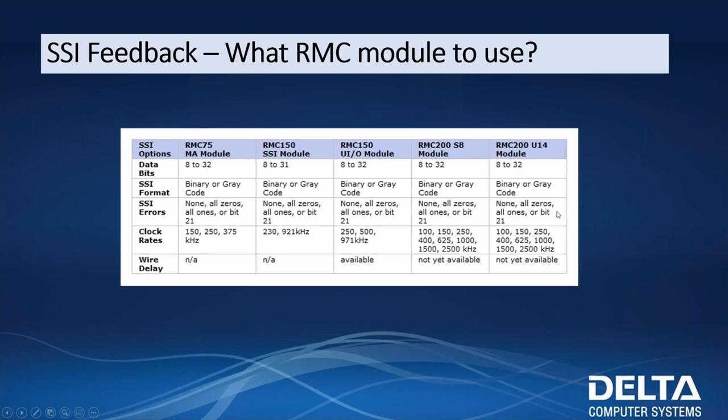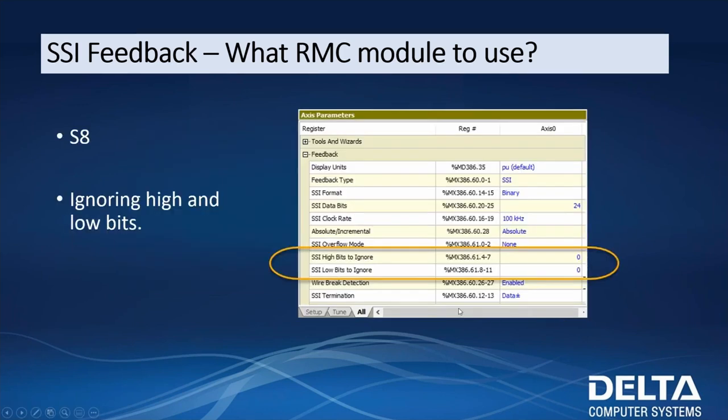You're able to do binary or gray with each of these, and most of these you've got 8 to 32 bits. With the RMC 150 SSI, you've got 8 to 31 bits, but generally you're going to have 8 to 32 bits. One more thing to note here: the S8 here and the RMC 200, you're able to ignore high and low bits. This is kind of a neat feature. For instance, maybe some of the high bits are used as error codes. Well, we're able to ignore those and not treat them as feedback with the RMC 200.